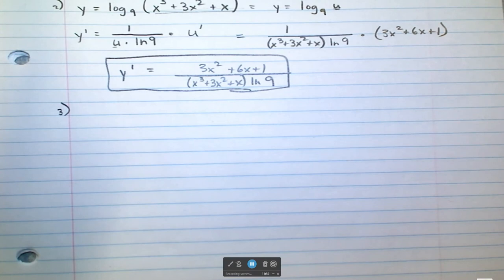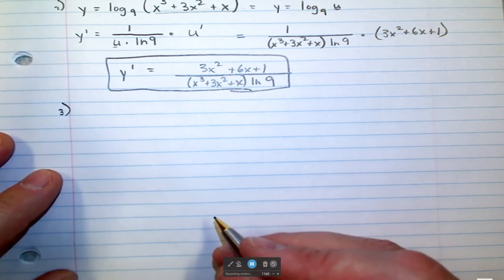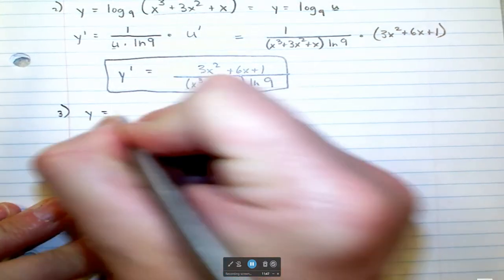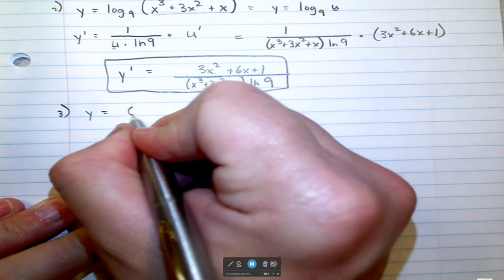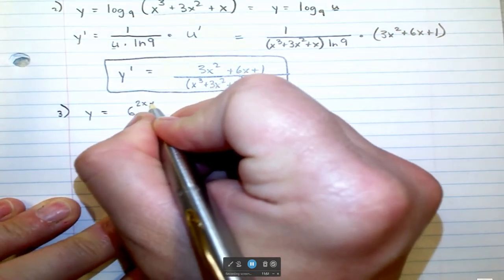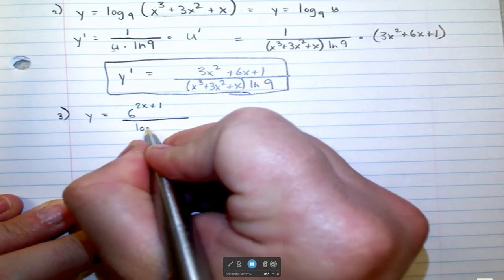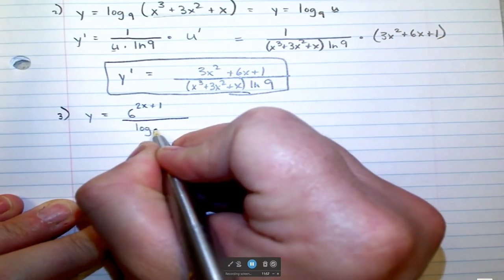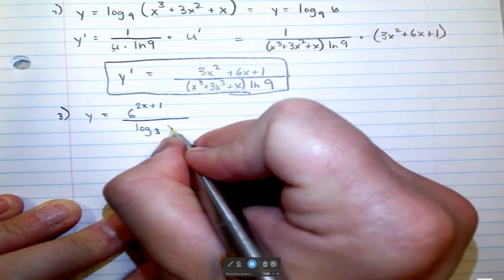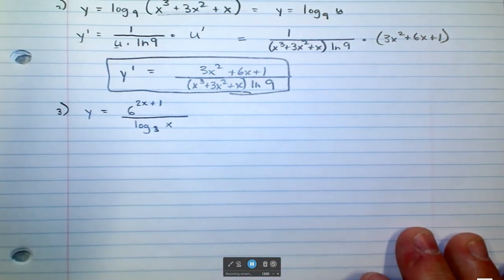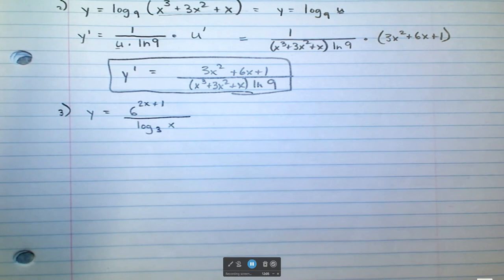What if we get something like this guy? Okay, so let's get y equals 6 to the 2x plus 1 over log 3 of x. Okay, this is a big one. This is a lot going on here.